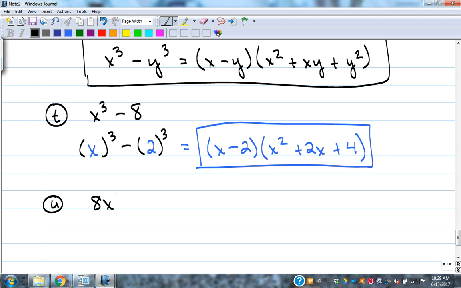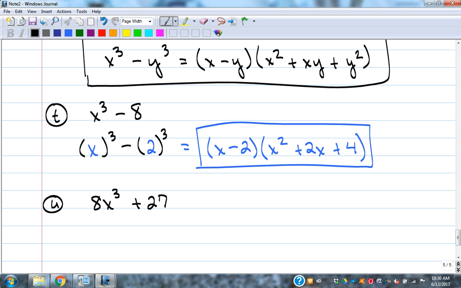Let's do one that's got a number in the front. 8x to the third plus 27. A little bit more difficult on this one because you've got a number in the front of your x cubed and then a number in the back part too. But it's still the same idea.